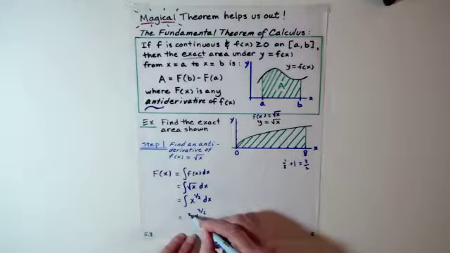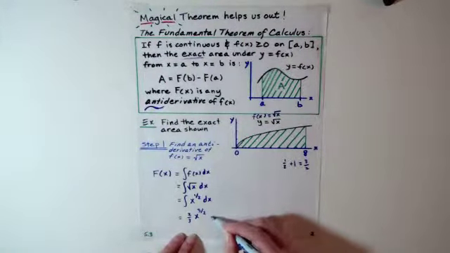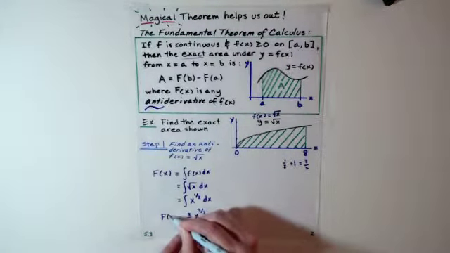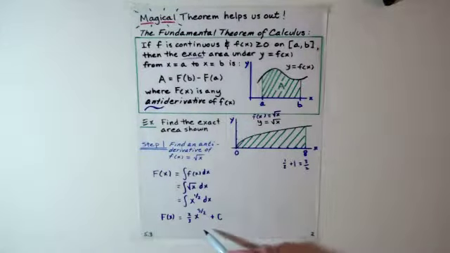Invert and multiply, you get 2/3. And of course we could add on any c to that. So the set of all antiderivatives would look like this: 2/3 x to the 3/2 plus c.